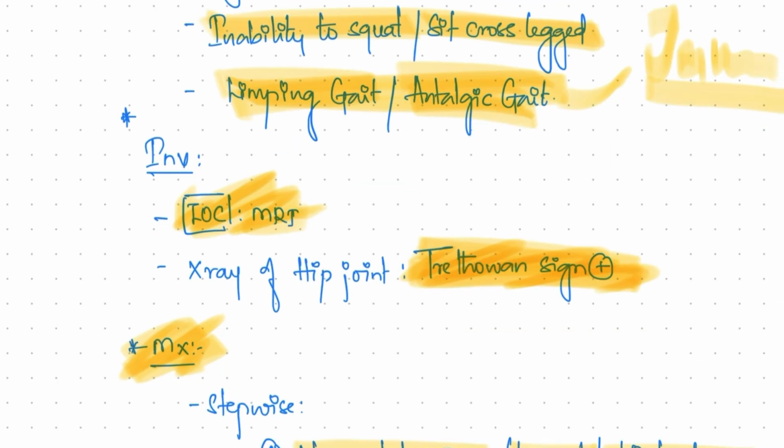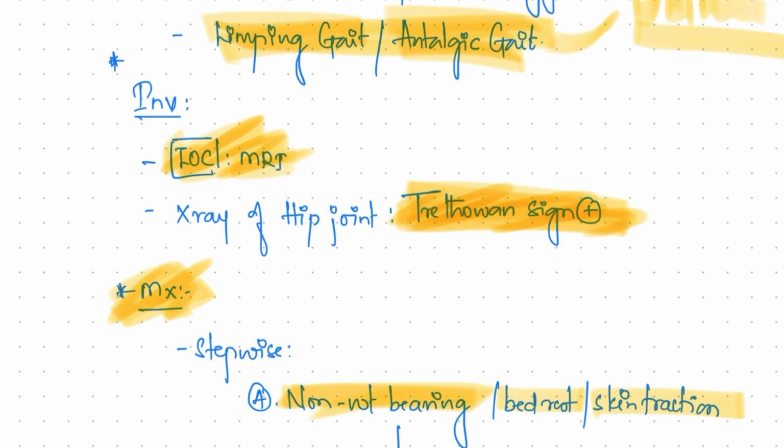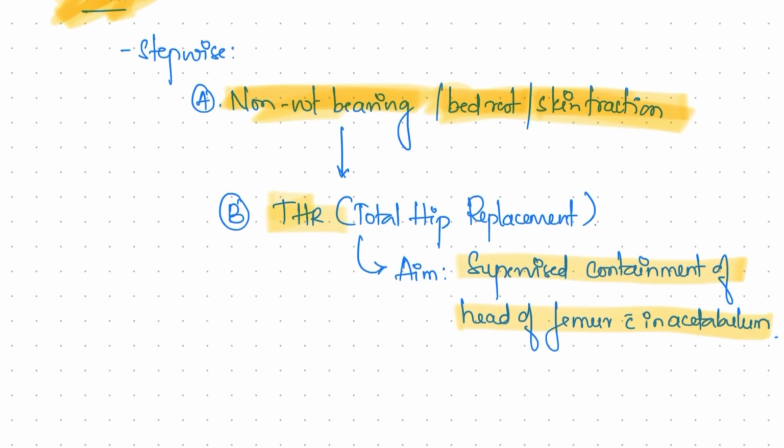Initially we will ask him to maintain non-weight bearing or bed rest. Then skin traction will be given. Then we'll give total hip replacement, where we try to maintain containment of head of femur within the acetabulum.